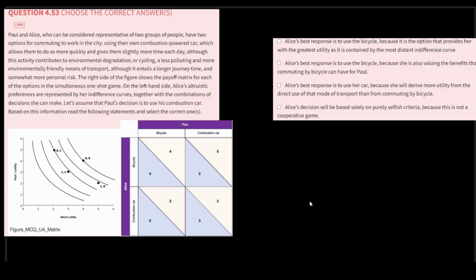They can either use their own combustion-powered car, which allows them to move quickly and gives them slightly more time each day, although this activity also contributes to environmental degradation. Alternatively, they could cycle. While cycling results in less pollution and is a more environmentally friendly means of transport, it actually entails a longer journey time and somewhat more personal risk.